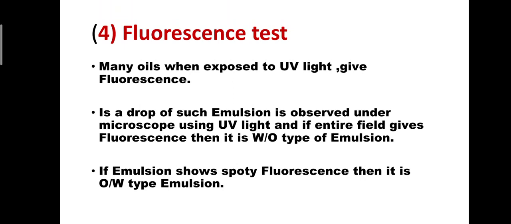Fourth test, fluorescence test. Many oils when exposed to UV light give fluorescence. A drop of such emulsion is observed under a microscope using UV light, and if the entire field gives fluorescence, then it is a water in oil type of emulsion, because oil gives fluorescence when exposed to UV light. And if the emulsion shows spotty fluorescence, then it is an oil in water type of emulsion, because water does not show fluorescence.